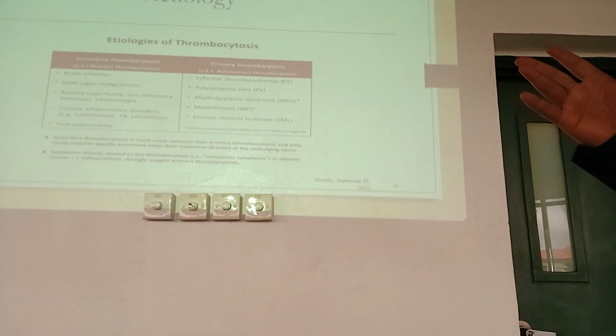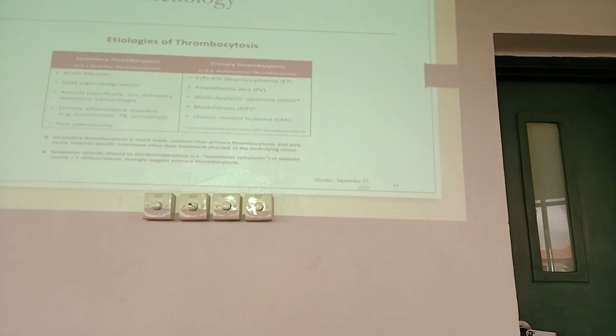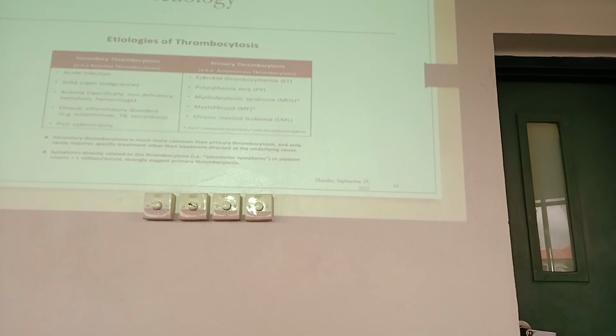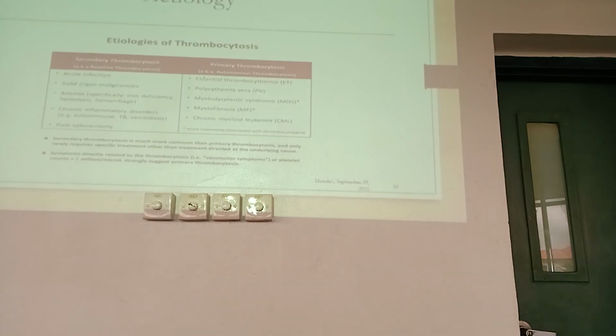So these are the causes of secondary thrombocytosis: iron deficiency, hemolysis, chronic inflammatory disorders I've mentioned, post-splenectomy, and cancer generally can cause secondary thrombocytosis. And these are the primary causes of thrombocytosis: essential thrombocythemia, polycythemia rubra vera, myelodysplastic syndrome, myelofibrosis, chronic myeloid leukemia. So these can cause all the platelets to be elevated.